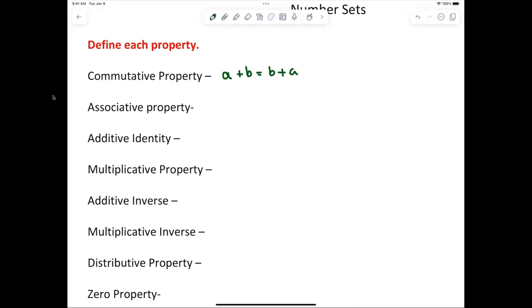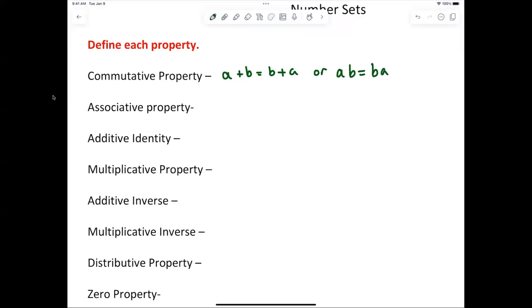Does it matter when you add what order you add things? And the answer is no. 3 plus 2 is the same as 2 plus 3. What else could we say? Instead of addition, we could also do what operation? Multiplication, or we could say AB equals what? BA. Perfect. All right.